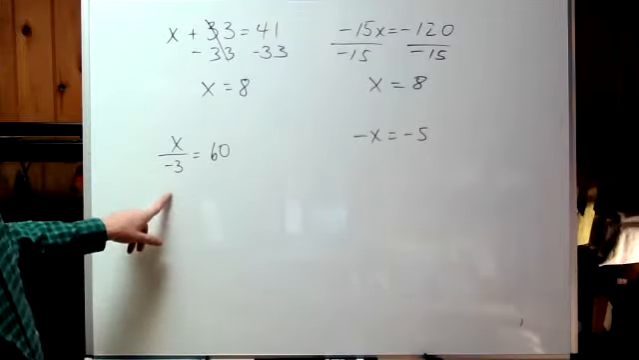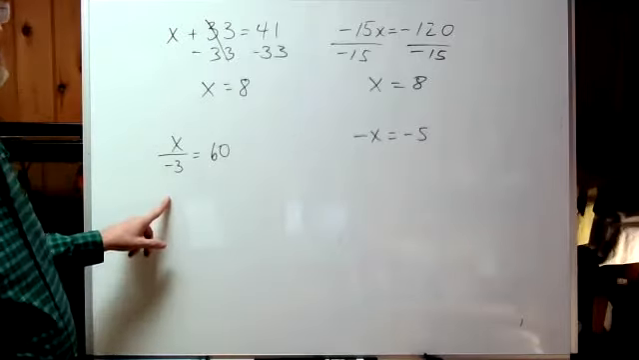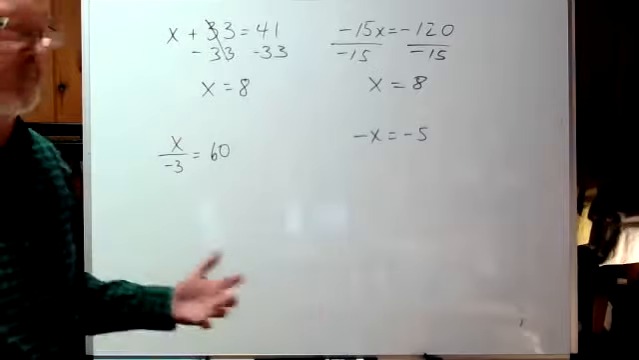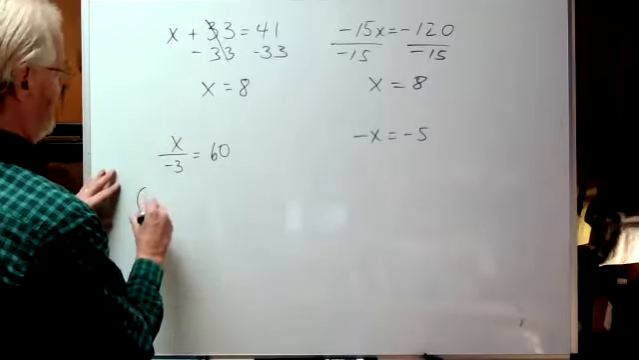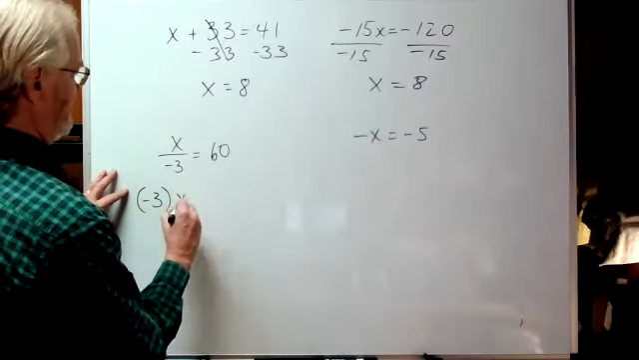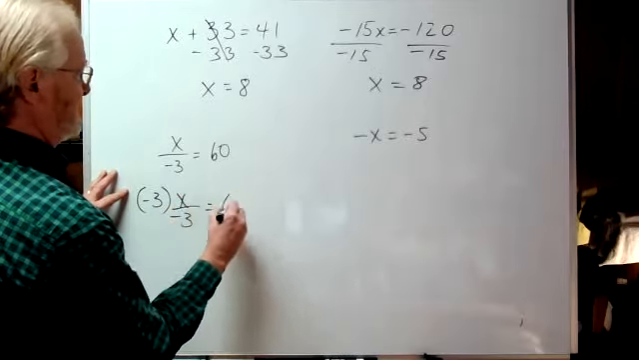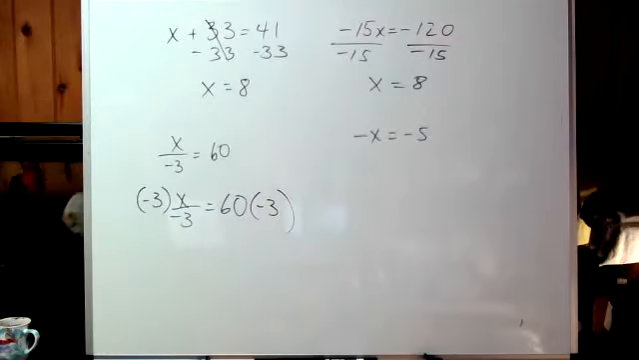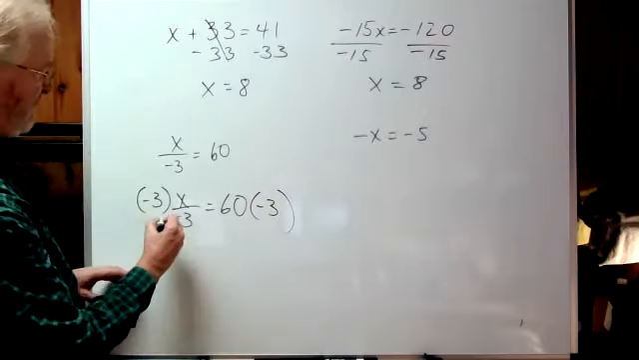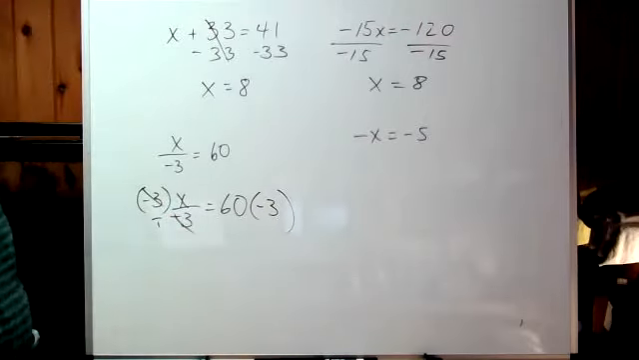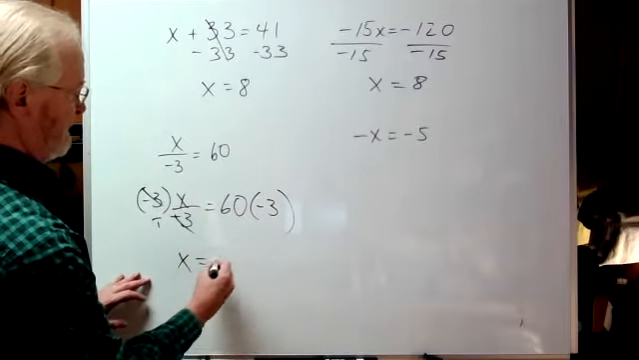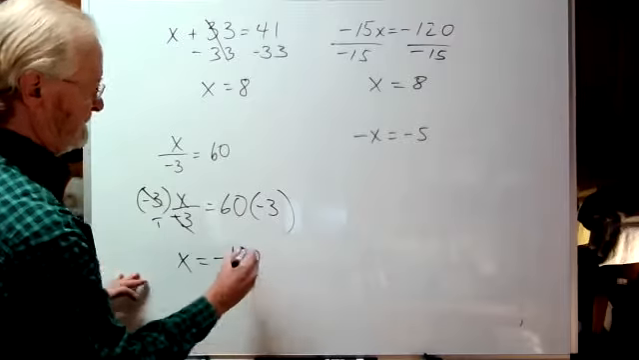This one, that variable is divided by negative 3, so the opposite operation is to multiply by that negative 3. Okay, and this is like 3 over 1, right? We do that, so those two cancel each other out, and don't lose that negative sign, negative 180.